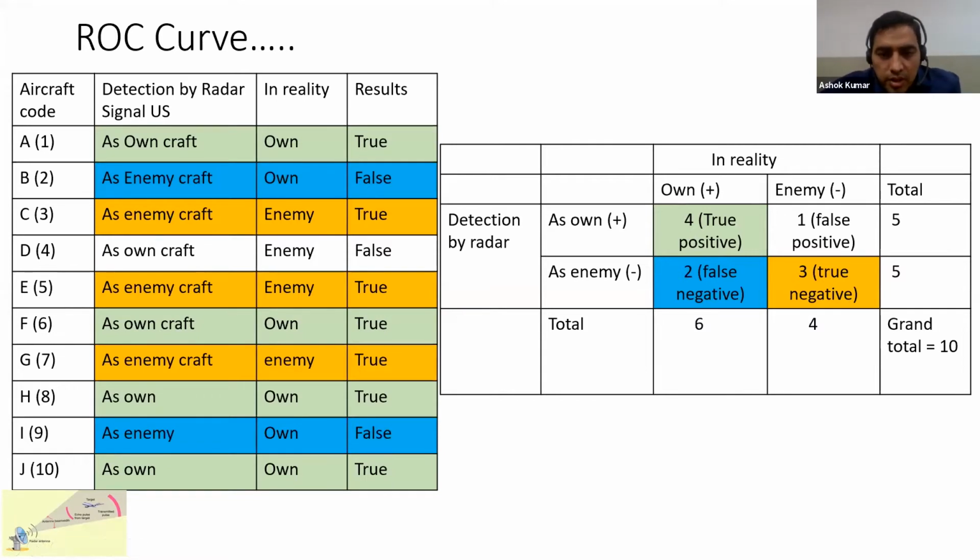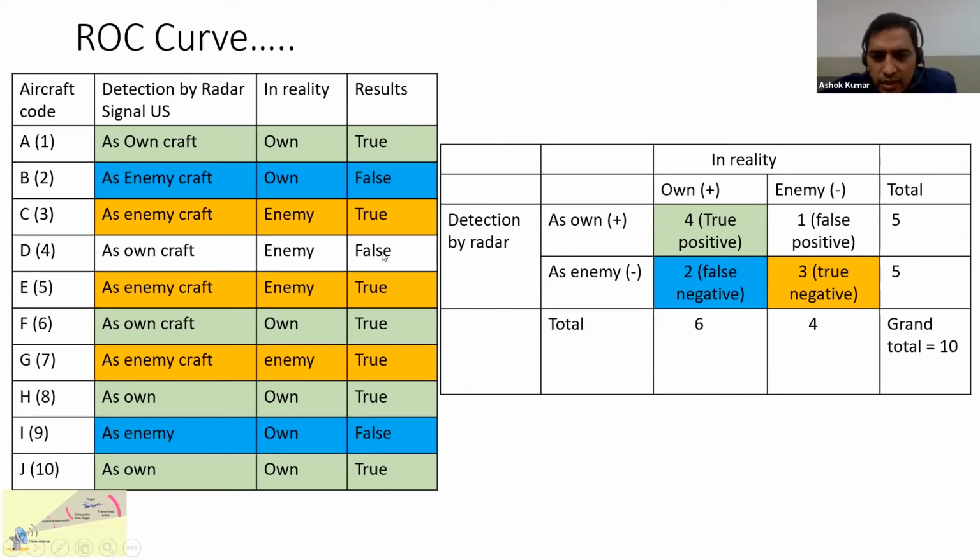Again, if it is treated as or detected as own, but it's like an enemy, so detected as a positive, but it's a negative because enemy is a negative. We know very well, enemy is always negative. So it's a false positive by radar. You can see here its own craft detected by radar, but in reality it's an enemy. Okay, then it's a false positive.